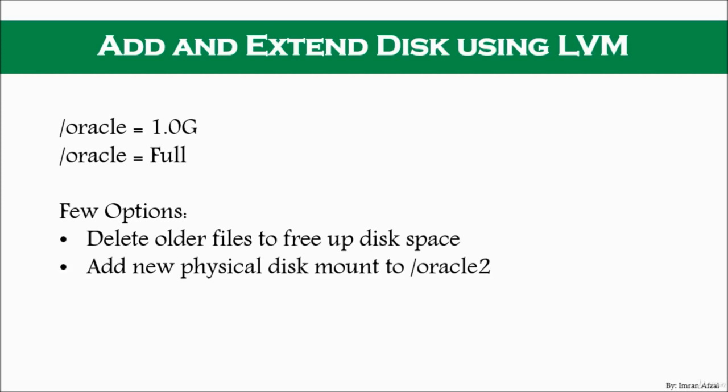Meaning that if you have a physical system, then you could add a new disk in this physical system if and only if you have an extra slot to add an extra disk to that physical system. If you have it, perfect. You could partition it, you could configure it at your RAID level, and then you can mount it on slash Oracle 2.